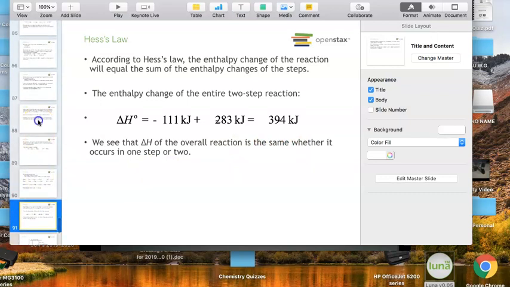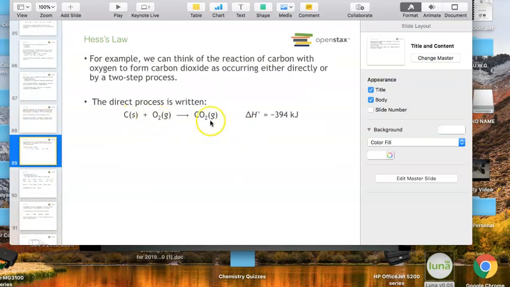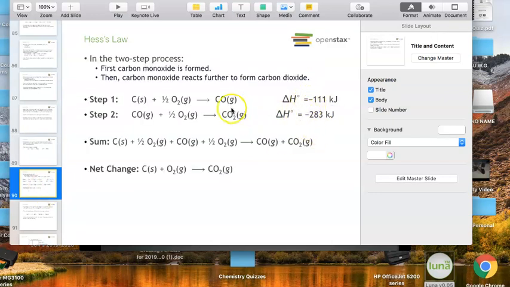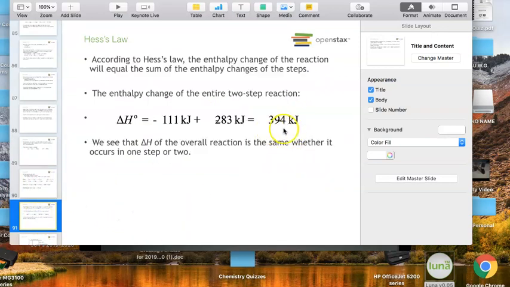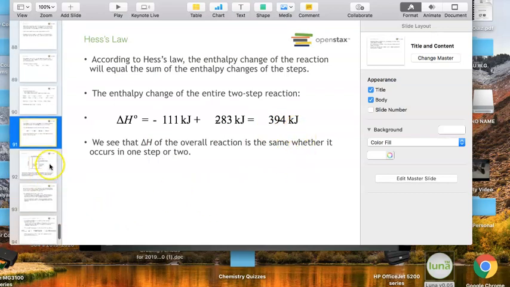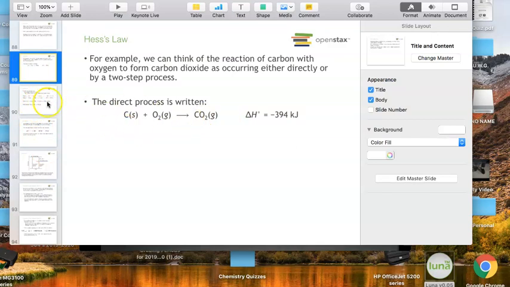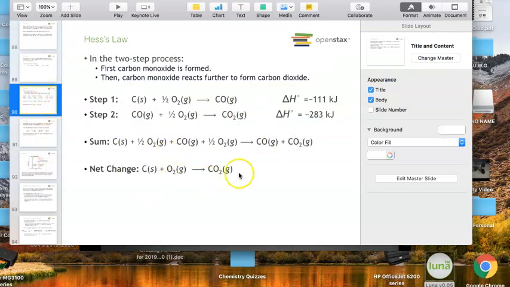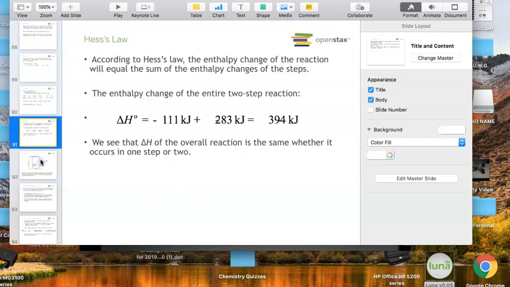If you remember from before, in one step the standard enthalpy change was negative 394 kilojoules. When you look at it in two different steps and add up the standard enthalpy values, it's the same value, negative 394 kilojoules. So that's Hess's law in a nutshell. You're just adding up the enthalpy values for each step, because experimentally, sometimes you can't measure the heat change in one step. It might take multiple steps, so you just add up the enthalpy values to determine the enthalpy of the reaction.